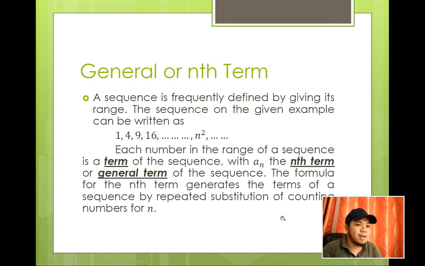Let's talk about the general or the nth term. A sequence is frequently defined by giving its range. The sequence in the given example can be written as 1, 4, 9, 16, and so on, and n squared, and so on. Each number in the range of a sequence is a term of the sequence with a sub n, or the nth term, or tinatawag nating general term of the sequence. The formula for the nth term generates the terms of a sequence by repeated substitution of counting numbers for n.